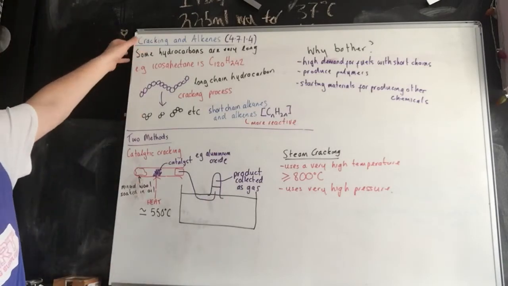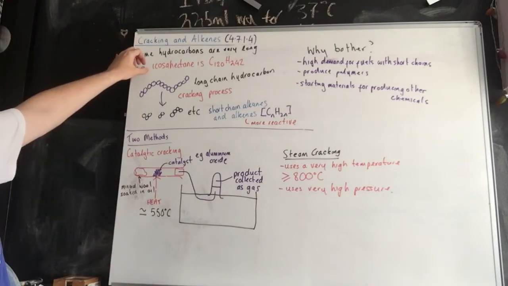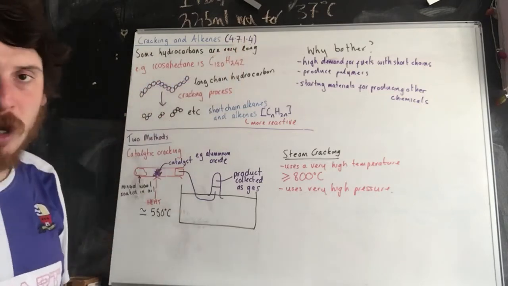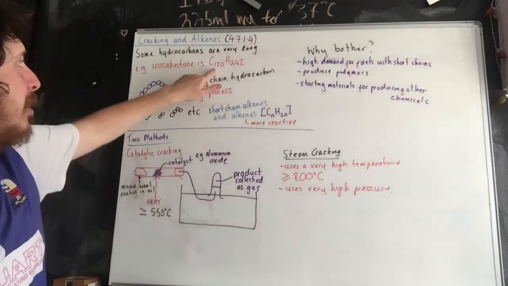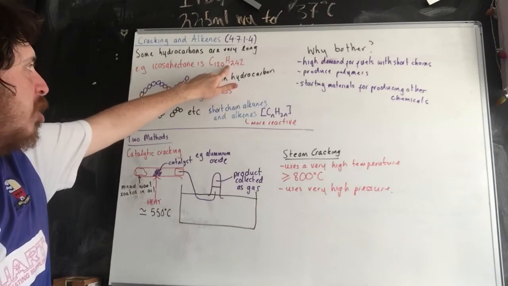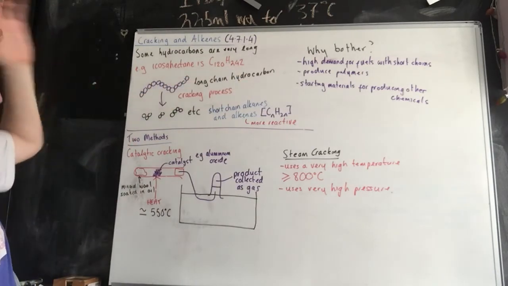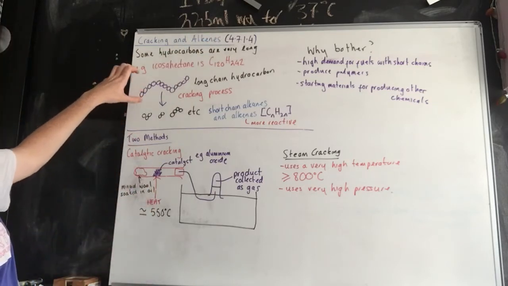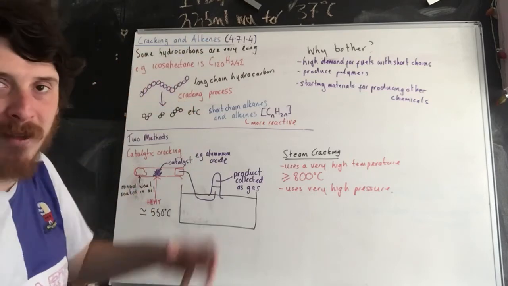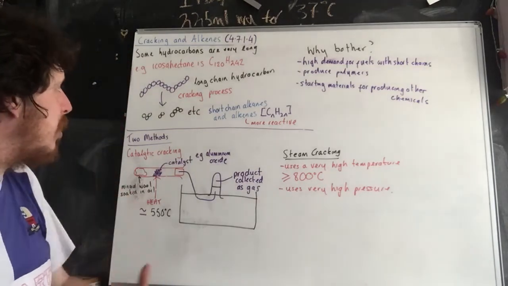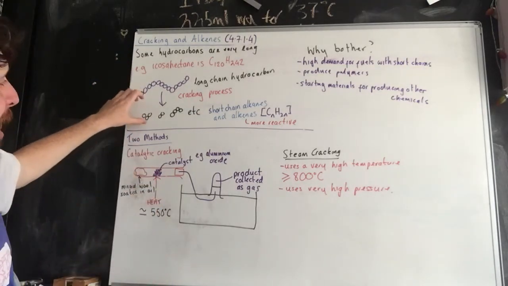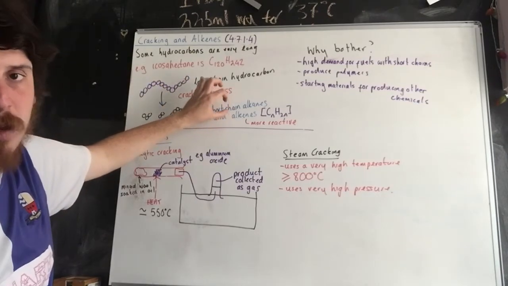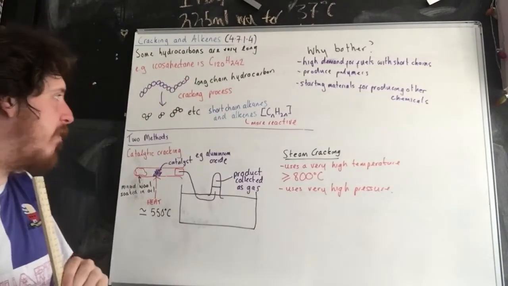So some of them are very, very long. If we have a look at icosahexane, that's C120H242 using the formula CnH2n+2. Okay, so that is very, very long. So if we've got a long chain hydrocarbon, we might not have much use for it, so we want to break it down into short chain alkanes and also another product known as an alkene, which I will talk about in a future video.